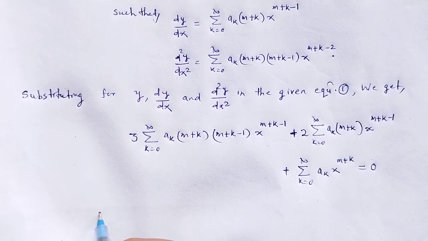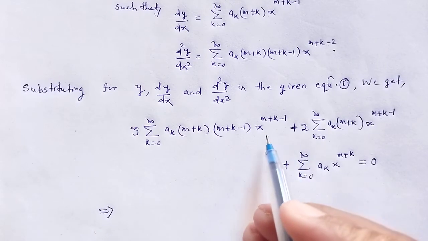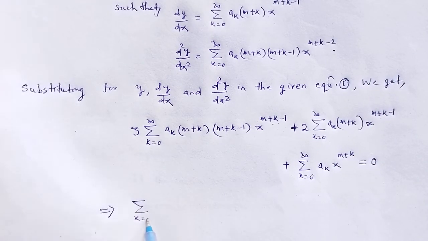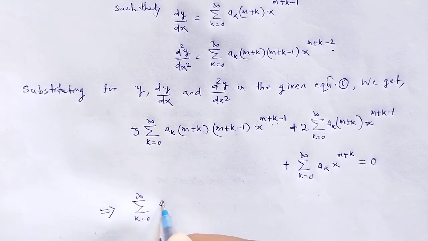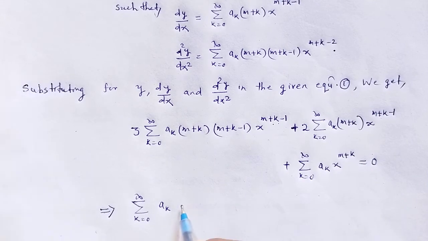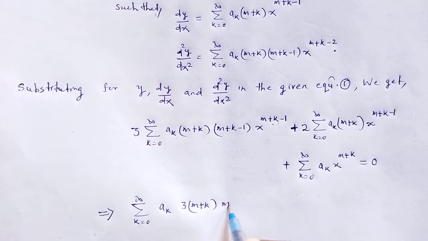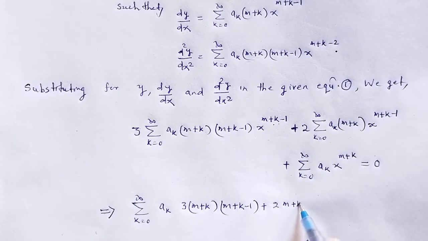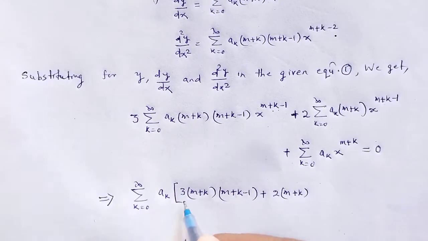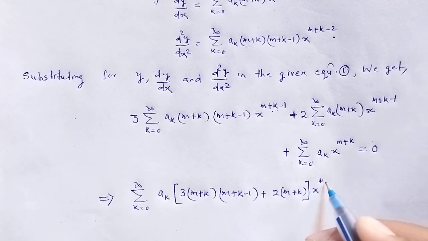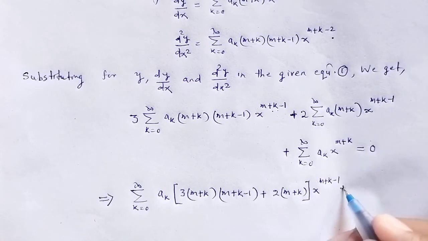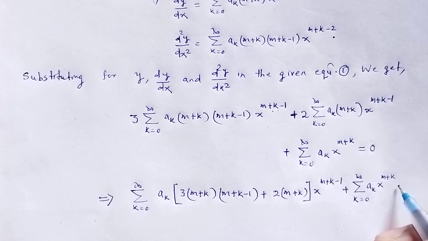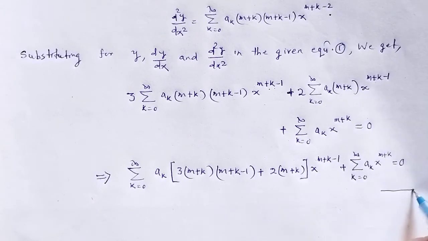Therefore, here taking x to the power m plus k minus 1 common in these two terms, that will be summation over k from 0 to infinity a k as common, that is 3(m plus k)(m plus k minus 1) plus 2(m plus k), into x to the power m plus k minus 1, plus this term summation over k from 0 to infinity a k x to the power m plus k is equal to 0. Let us take it as equation number 2.